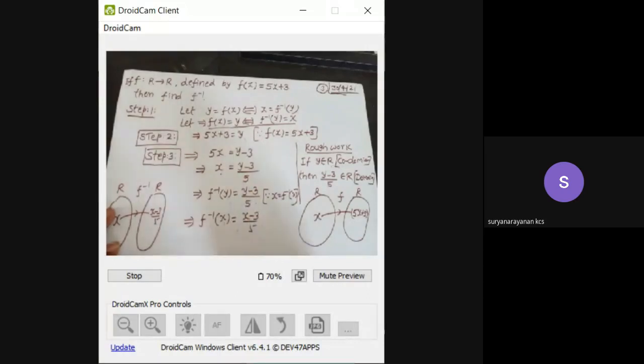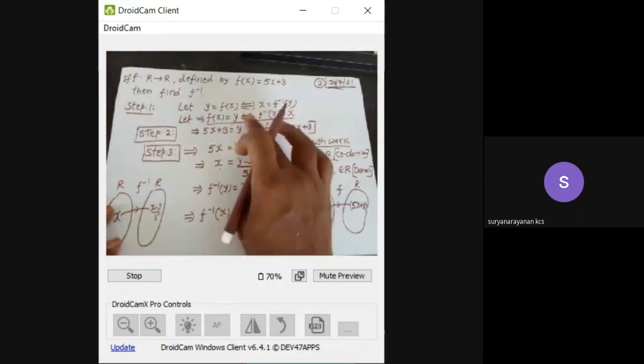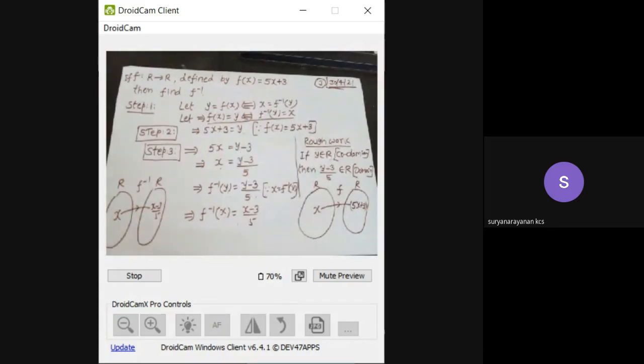This implies, after this step, the last step is just to replace the letter y. The remaining part stays as it is, just copy and paste, except y. In the place of y, just write x. So f inverse of x is equal to (x minus 3) by 5. That's all. These are the steps to be followed to find the inverse of a given function.